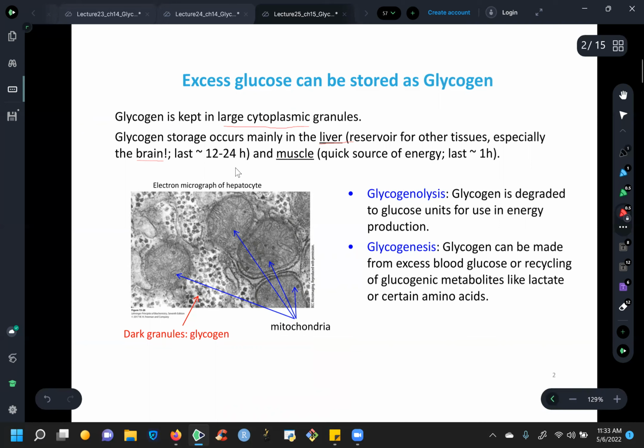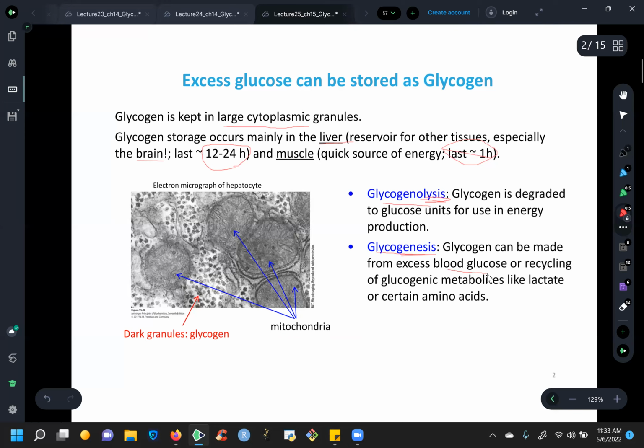So in the brain, glucose lasts 12 to 24 hours. And in the muscle, glucose only lasts about 1 hour. So glycogenolysis is when glycogen is degraded to glucose units for the use of energy production. Remember, lysis means breakdown. And genesis means to make something brand new. So glycogen can be made from excess blood glucose.